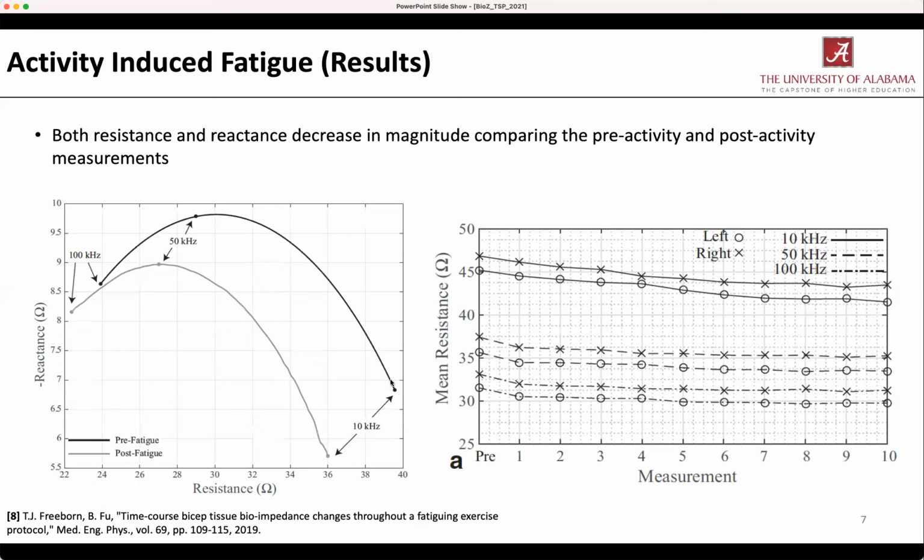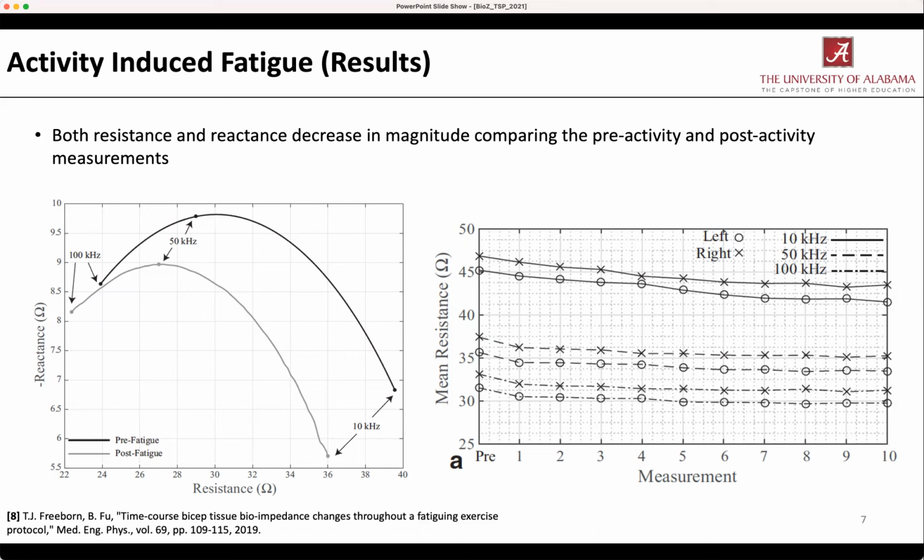The black line here is the pre-activity or pre-fatigue measurement, and the gray line is the post-fatigue measurement. So we see a decrease in both resistance and reactance magnitude. That's exhibited by a shift down for reactance and a shift to the left for the resistance. So pre-post change, an alteration, a decrease in resistance and reactance.